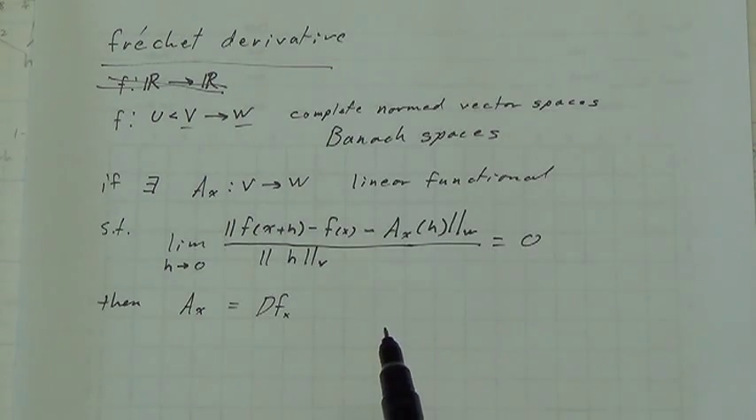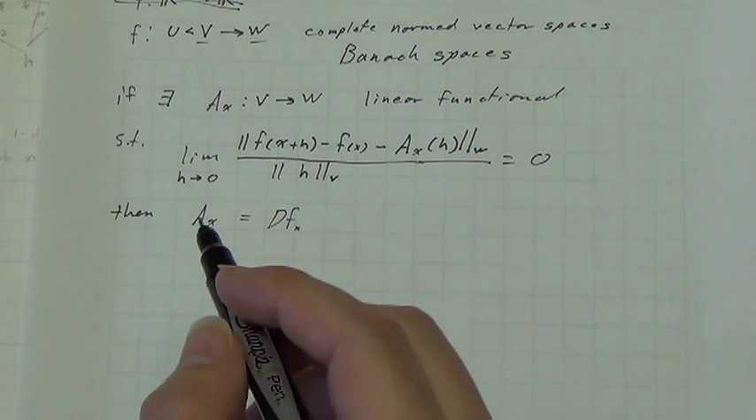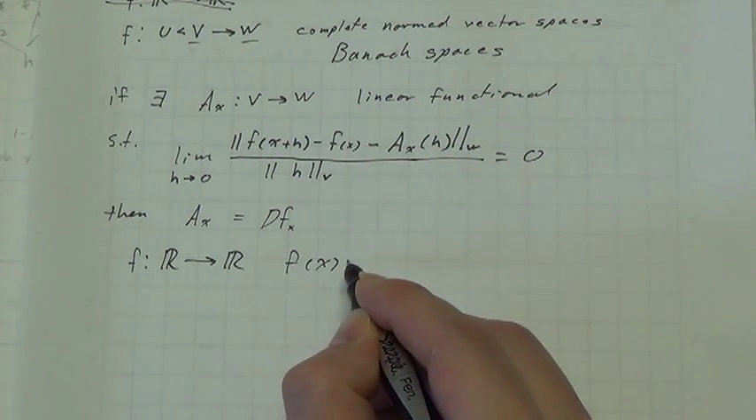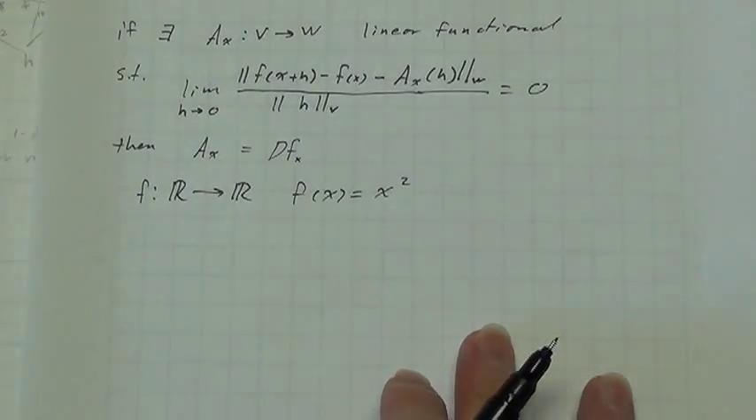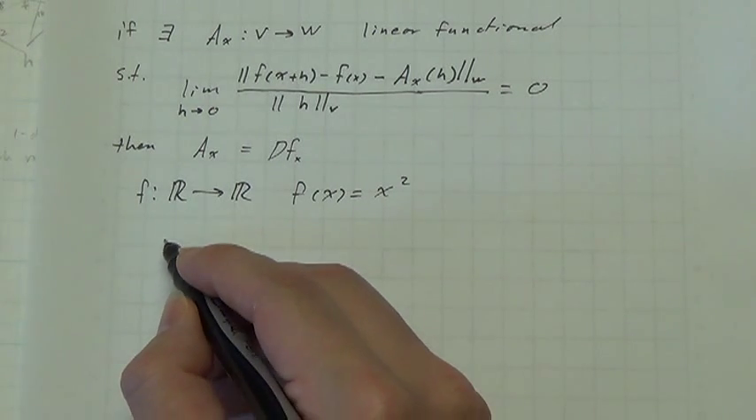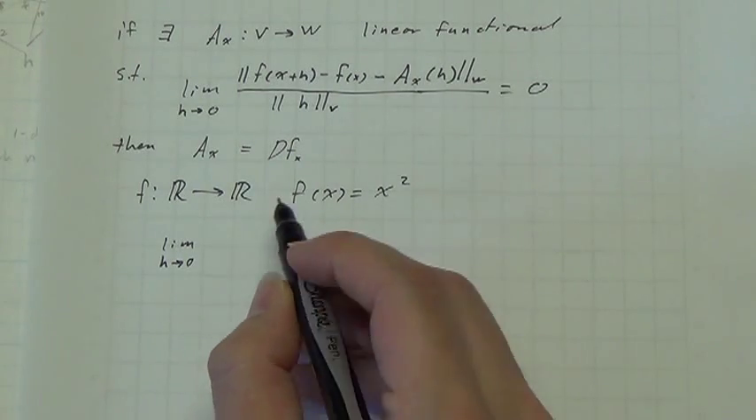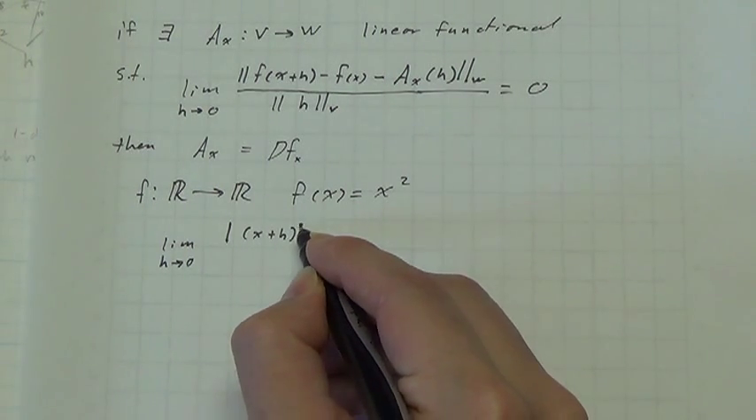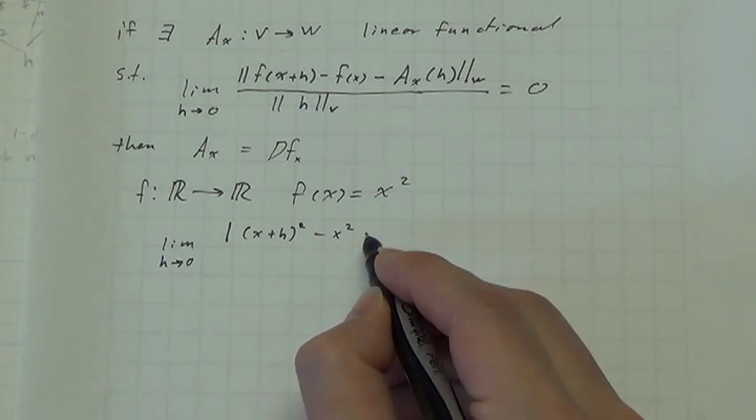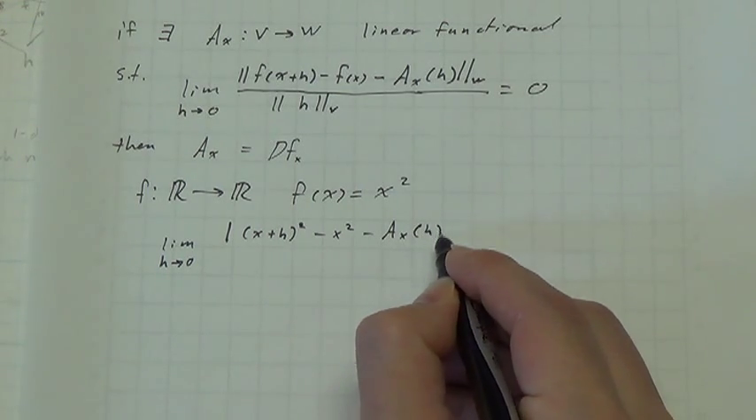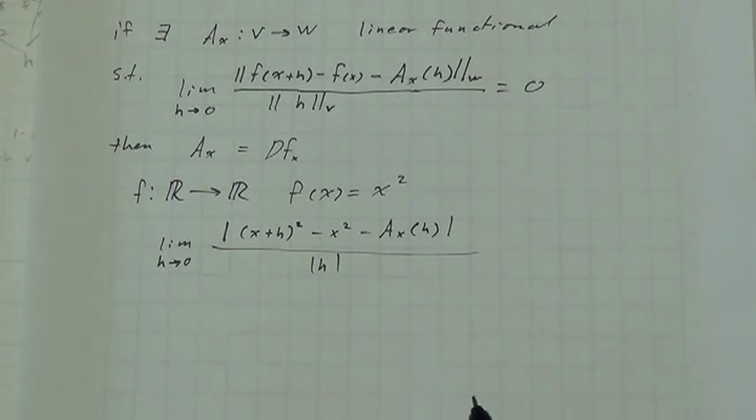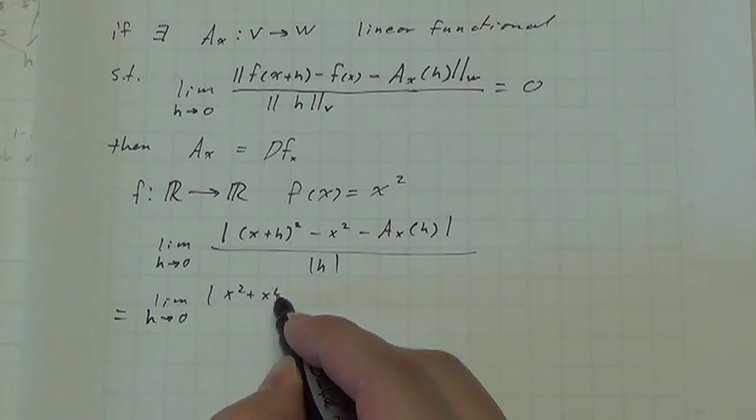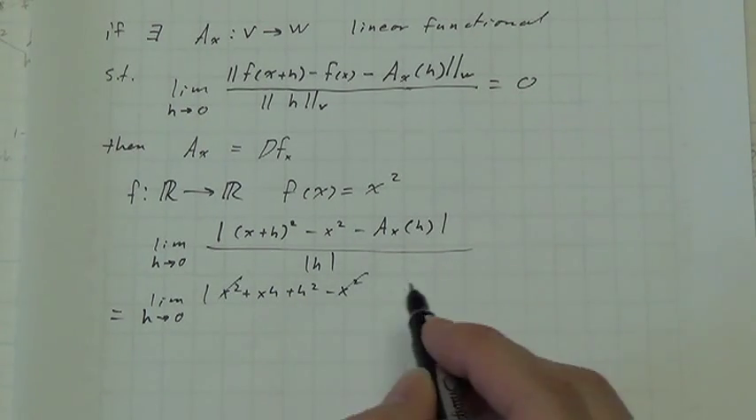Let's see if we can use this to get a derivative of something. Let's start with our simplest space, the real numbers to the real numbers, and just go with x squared, a good initial example. So we're looking at this limit as h approaches zero of, and in the real numbers, the norm is just the absolute value. We don't know what this is. Well, take the square: x squared plus 2xh plus h squared minus x squared, those go away, minus.